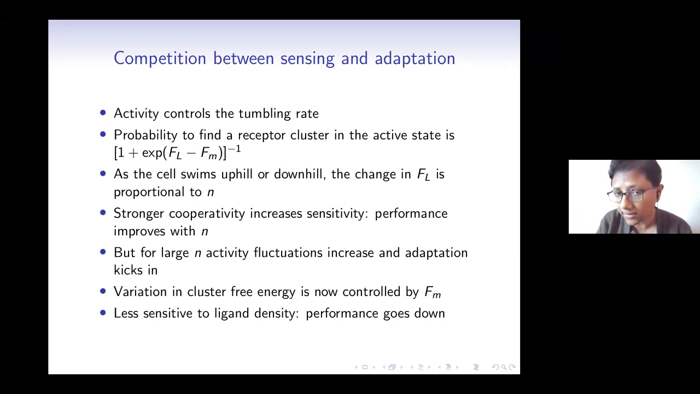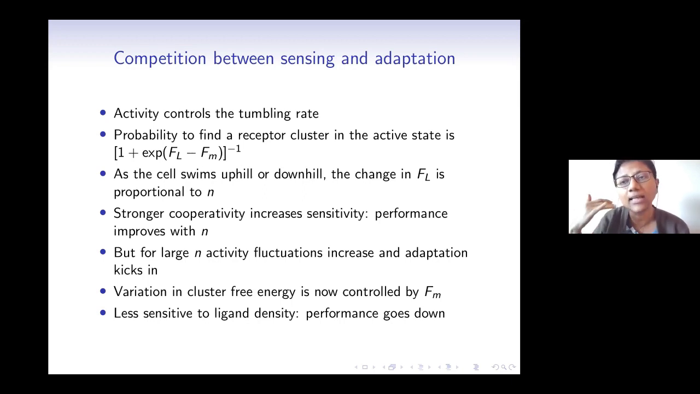But when cluster sizes are large, then activity fluctuations increase. And when activity fluctuations increase, then the methylation, actually the adaptation kicks in, it becomes more important. Then the methylation starts playing a more important role. And as a result, this free energy variation is now controlled by methylation rather than ligand density.